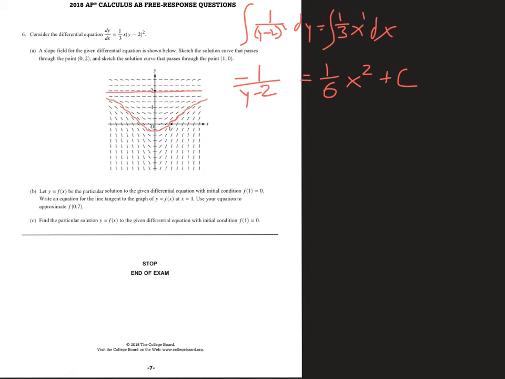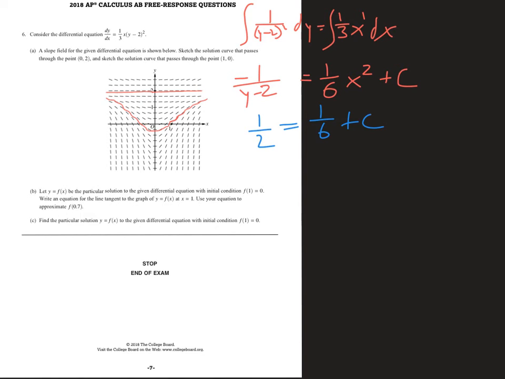Some people like to solve for y at this point. I like to plug in the initial condition for x and y and solve for c first, and then get y by itself. It just seems a little cleaner to me. So if I plug in 0 for y, this becomes negative 1 over negative 2, which is positive 1/2. And then on the right side, we're plugging in 1 for x, so this is just 1/6 plus c.